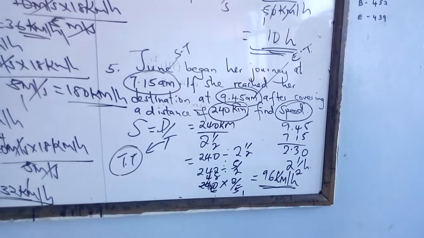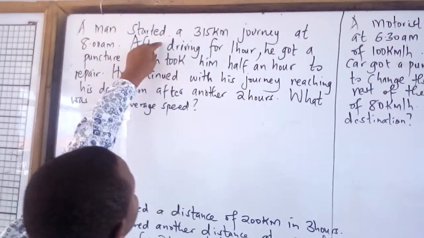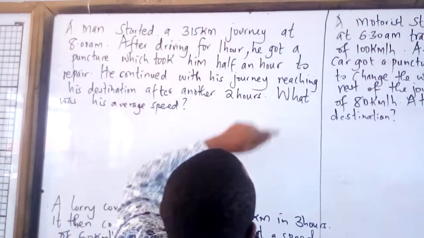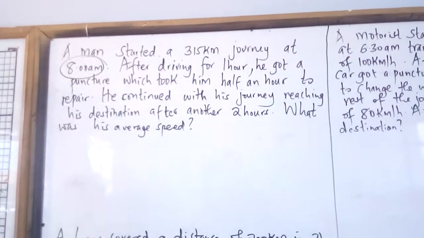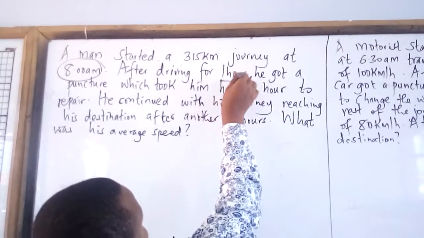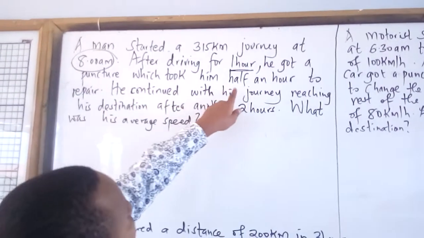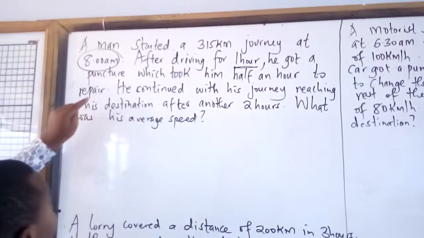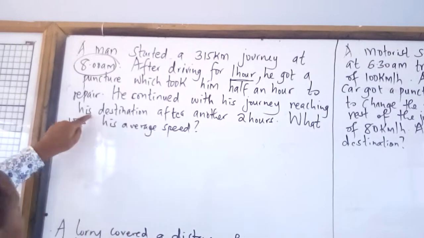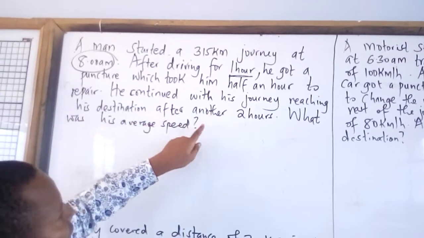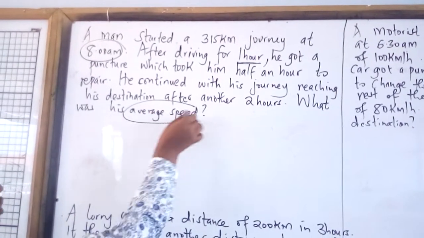96 kilometers per hour. A man, this is our next question. A man started a 315 kilometers journey at 8 a.m. After driving for 1 hour, he got a puncture which took him half an hour to repair. He continued with his journey, reaching his destination after another 2 hours. What was the average speed?